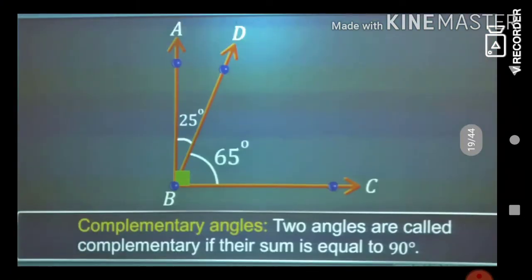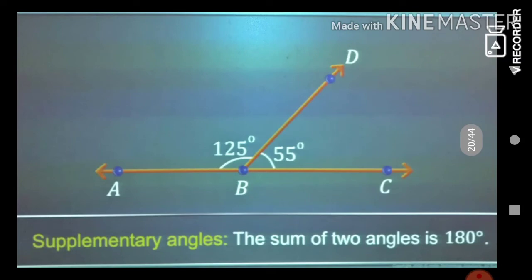Now next is complementary angles. Very easy. Two angles are called complementary when their sum is equal to how much? 90 degrees. As you can see here, 65 plus 25 comes to 90. Yes, these are complementary angles. Angle ABD plus angle CBD, how much? 90 degrees, therefore they will be called complementary angles.